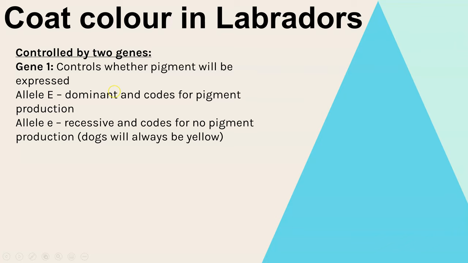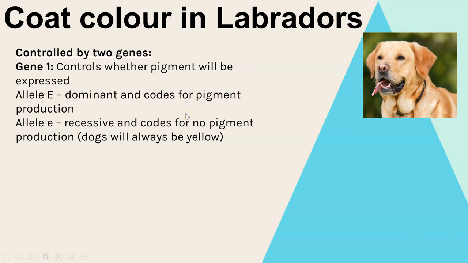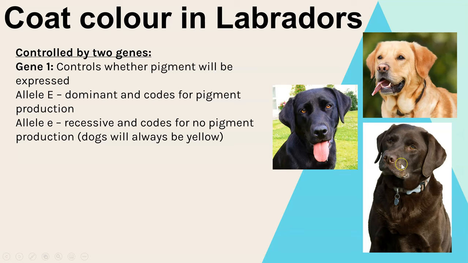Allele capital E is dominant and that codes for pigment production. The allele with the recessive e, or lowercase e, codes for no pigment being produced at all. So if you had a Labrador that had two copies of that recessive e allele, they would be yellow in colour, or golden, it's sometimes described as. So we're going to have a look at how you could then get a black and a chocolate Labrador.